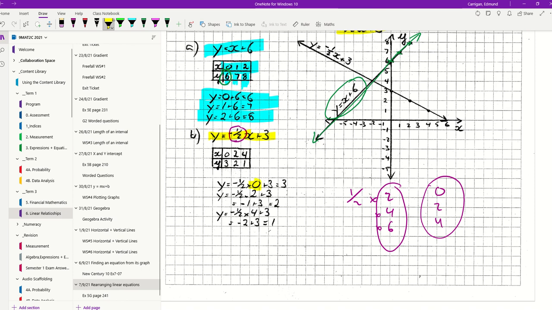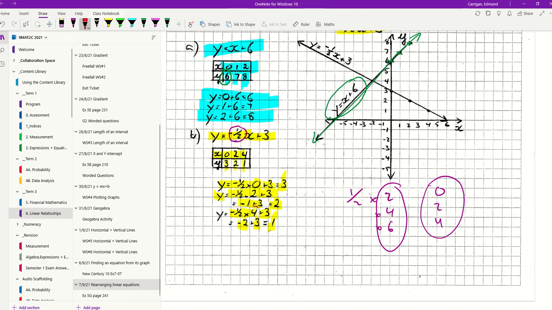So we use x equals 0, y equals minus a half times 0 is 0, plus 3 is 3. If we have y equals minus a half times 2 plus 3, minus a half times 2 is minus 1, plus 3 equals 2. Finally we've got minus a half times 4 plus 3, minus a half times 4 is minus 2. Minus 2 plus 3 is the same as 3 minus 2, which is 1. So there are our points: x equals 0, y equals 3, x equals 2, y equals 2, x equals 4, y equals 1.